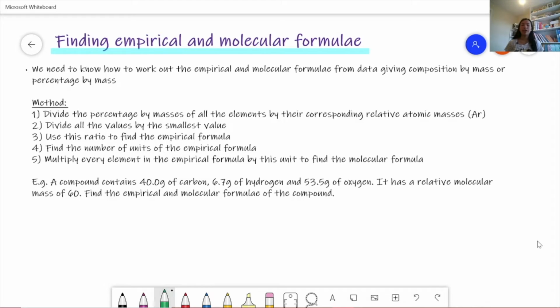And if we want to find the molecular formula, we then find the number of units of the empirical formula and then multiply every element in the empirical formula by this unit to find the molecular formula. So in this example, a compound contains 40 grams of carbon, 6.7 grams of hydrogen, and 53.5 grams of oxygen. And it has a relative molecular mass of 60. So then we're told to find the empirical and molecular formulae of this compound.